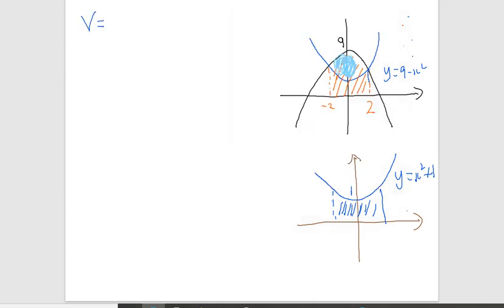The required volume, we integrate from minus 2 to 2, pi y1 squared minus pi y2 squared dx. Okay, y1 would be the 9 minus x squared graph. y2 will be the x squared plus 1 graph. Pi is a common factor, so you can write it outside. So it's pi integrate from minus 2 to 2.